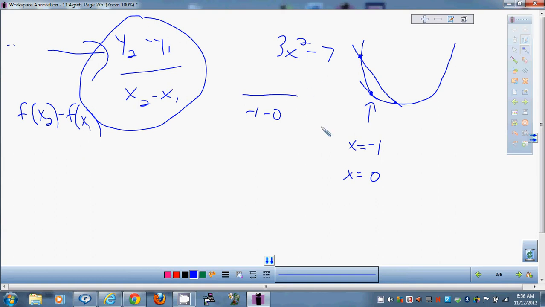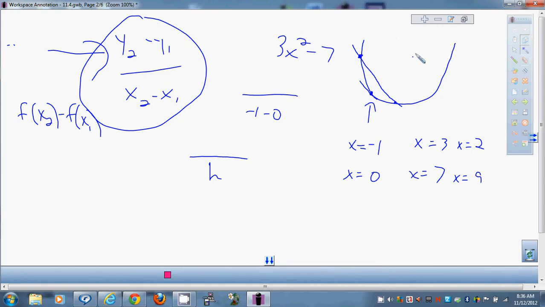Now, what is this number? Let's say we had chosen 3 and 7 as our x values, or 2 and 9. The bottom is always going to equal the difference in those two numbers. Would you agree with that? Let's call that arbitrary distance. Let's make our own formula. Let's call this distance h. And h will just permanently stand for the difference between our two x values.